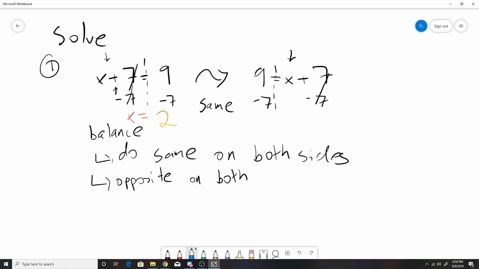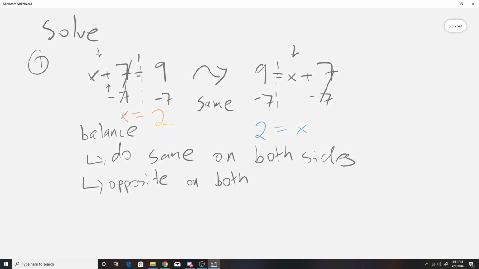Okay, that doesn't look that great, to be completely honest. 7 minus 7 goes away. The only thing left on this side is x. Same thing over here: 2 is equal to x. So there's the one-step equation. So what kind of things are we going to see here? Let's check this out.